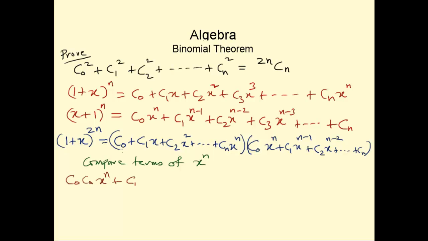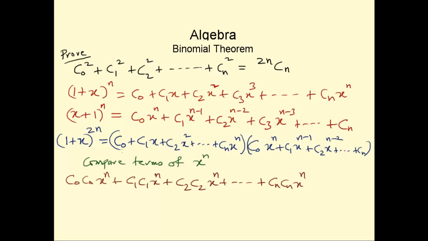c1 times c1 x to the n minus 1 times x gives x to the n, as 1 plus n minus 1 is n. Similarly, you get c2 times c2 x square times x to the n minus 2, which is x to the n. So c2 times c2 x to the n plus so on, plus cn x to the n times cn is cn times cn x to the n.